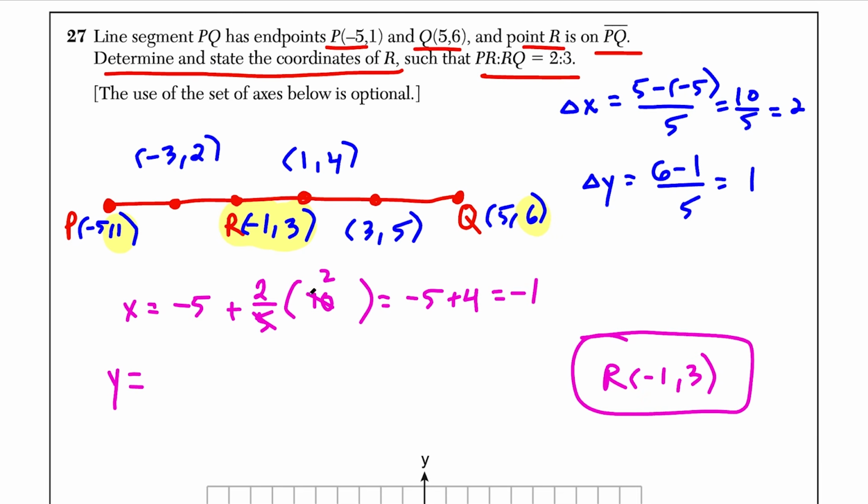If I want to find the missing y value, I'm starting at y equals 1. We're going 2/5 along the way, and our change in y, we're going from 1 to 6. So that's a change of 5. 5 divided by 5 is 1, so I would have 1 plus 2, which is equal to 3. So this is a more direct way of finding this. But once again, I like to draw this out because it brings the concept to life.